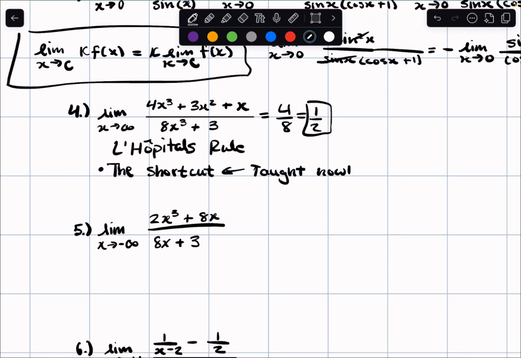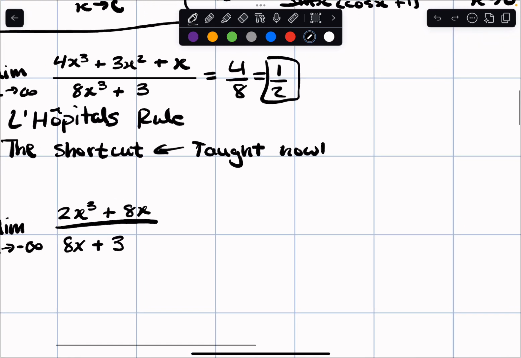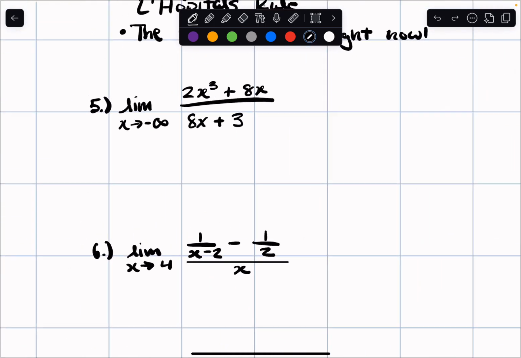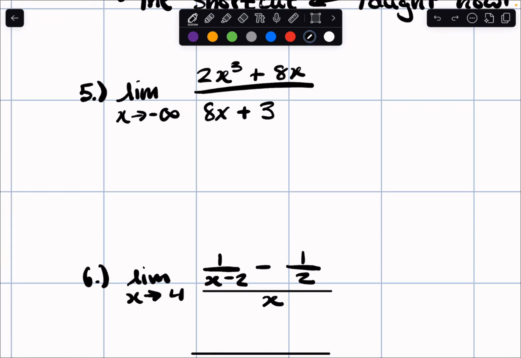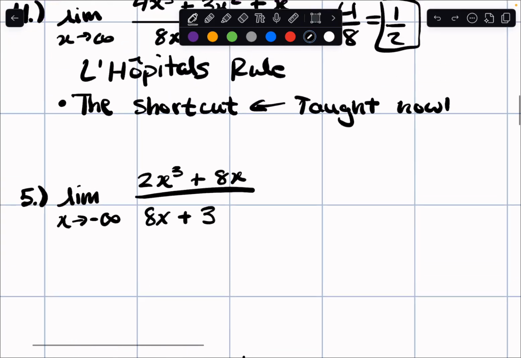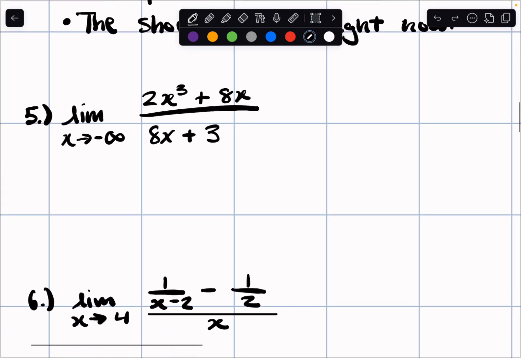You can skip ahead in the video later, but I'm going to show you how we can use L'Hopital's rule. So L'Hopital's rule says if, we'll get to that later. Okay, so on the next one, you have the limit as x approaches negative infinity of 2x cubed plus 8x divided by 8x plus 3. Okay, this is the same sort of thing here, but we see that our leading exponent.